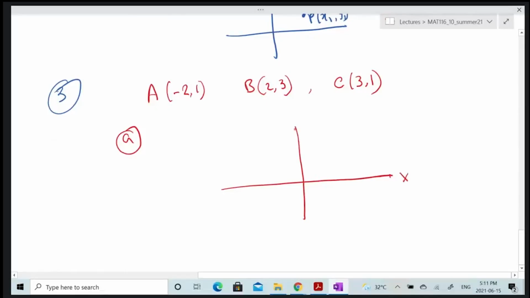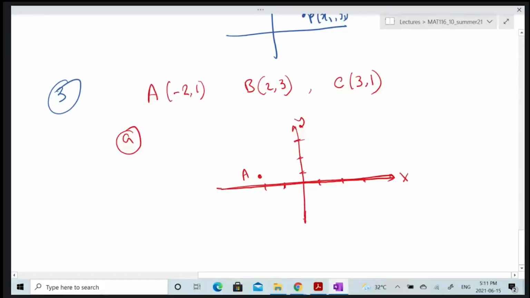So this is the x-axis, this is the y-axis. Can you tell me in which quadrant A is going to lie? Second quadrant. Right: 1, 2, 3. So minus 2, 1. This is going to be A. What about B? First quadrant.